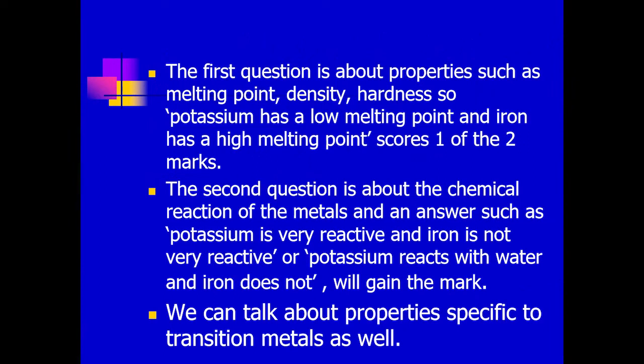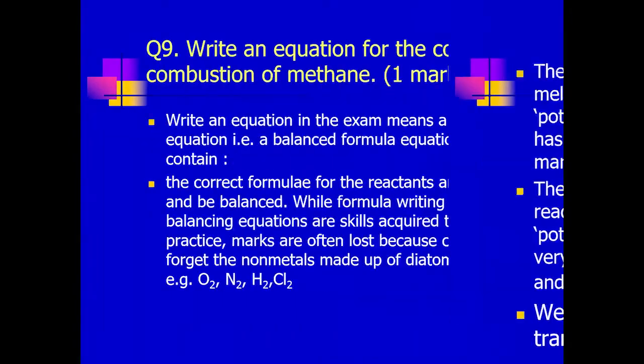The first question is about properties such as melting point, density and hardness. Potassium has a low melting point and iron has a high melting point, which scores one mark. The second question is about the chemical reactions of metals. An answer such as potassium is very reactive and iron is not very reactive, or potassium reacts with water and iron does not react with water, gains the mark. We can talk about properties specific to transition metals as well. If we get a question on the differences between alkali metals and transition metals, then we have to answer accordingly.